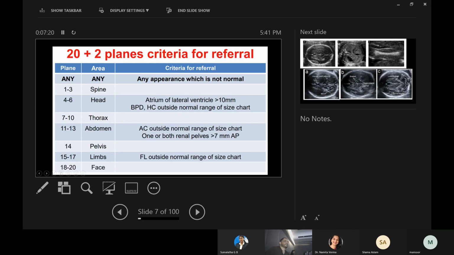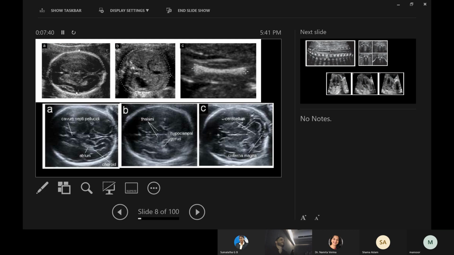Other things, biometry outside the normal range, and some soft markers. They have categorized these as indication for referral also, such as renal pelvic dilatation more than 7 mm or ventriculomegaly more than 10 mm. So these are some of the images which were given with the guidelines.